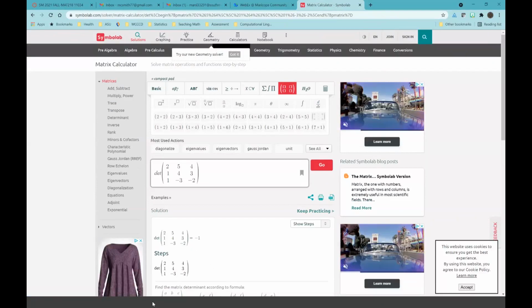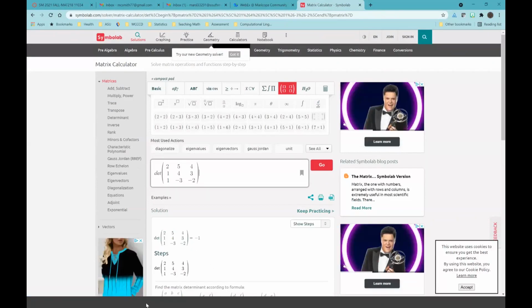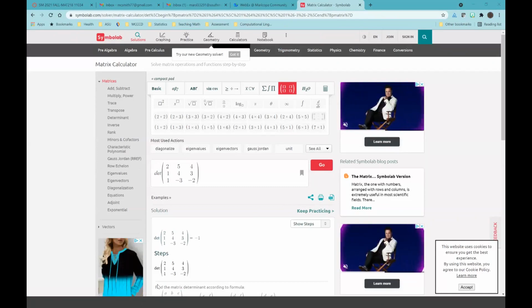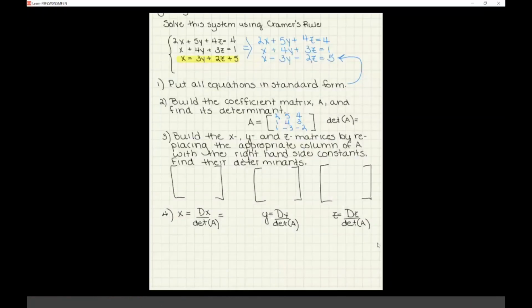Anybody have trouble getting that far? Anybody need questions answered at this point? Okay, so my determinant here is -1, thanks to Symbolab.